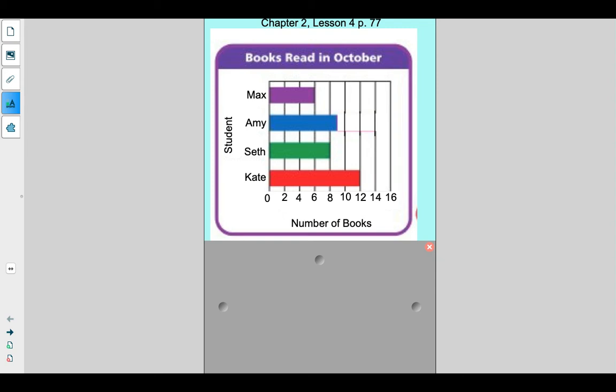We're going to look at Chapter 2, Lesson 4, page 77 today. So we'll do a little thinking together first, and then you can do a little thinking in your book. All right, so we've been working on graphing. Now let's check out what we've got here. So everybody take a minute to see what you notice, and maybe even what you wonder. All right, everybody hit pause.